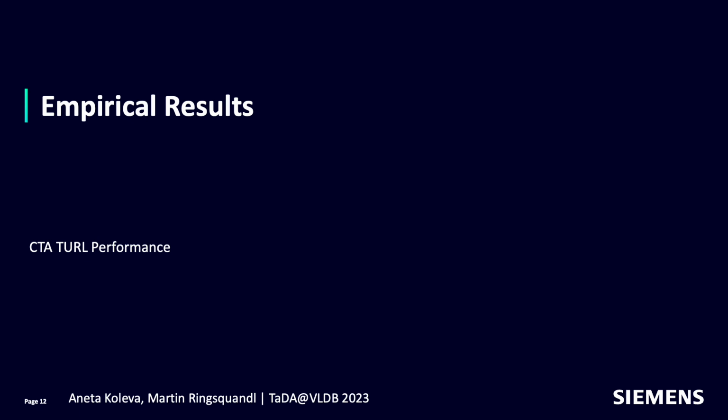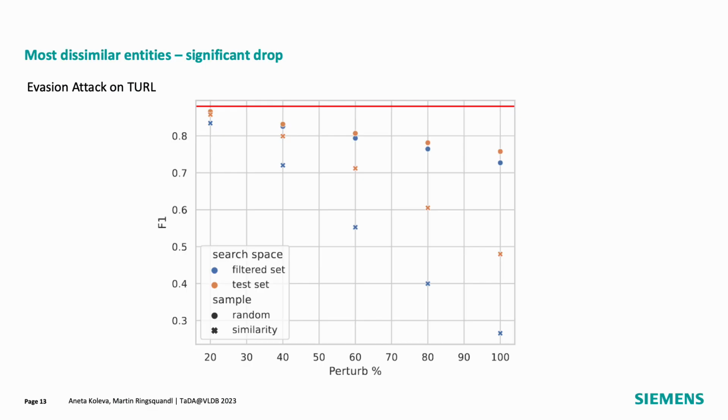To evaluate the effect of the proposed adversarial attack, we conduct experiments attacking the thorough framework for table interpretation, specifically on the column type annotation task. This plot shows the achieved results of the evasion attack on the thorough framework. With the red line, we show the performance reported by the thorough paper on the CTA task of 0.88 F1 score. Every dot here shows the drop of the performance that the model achieved on the attack dataset.